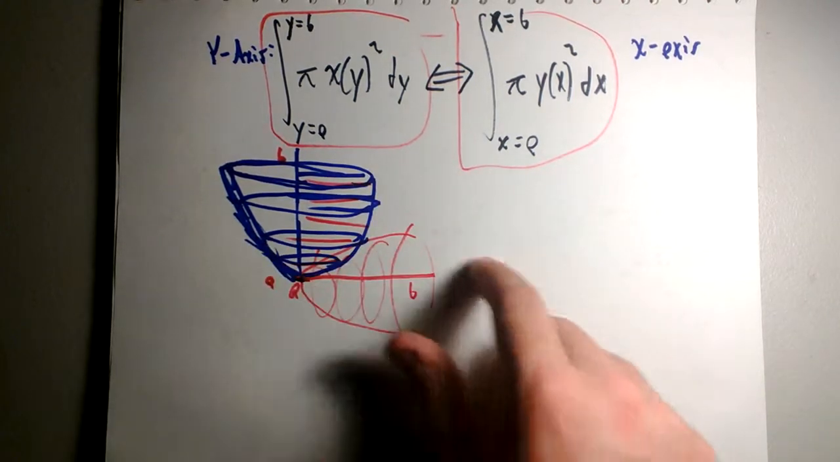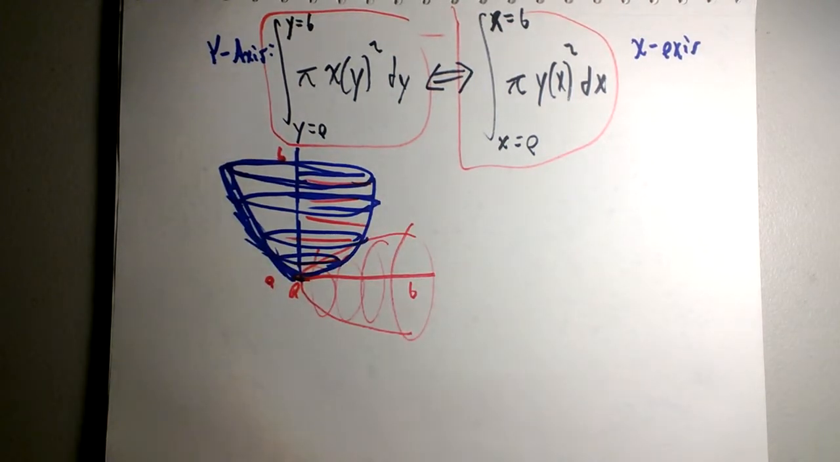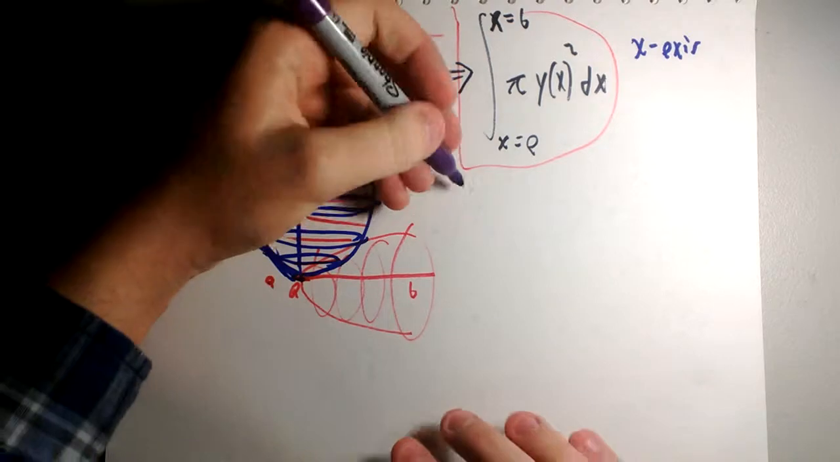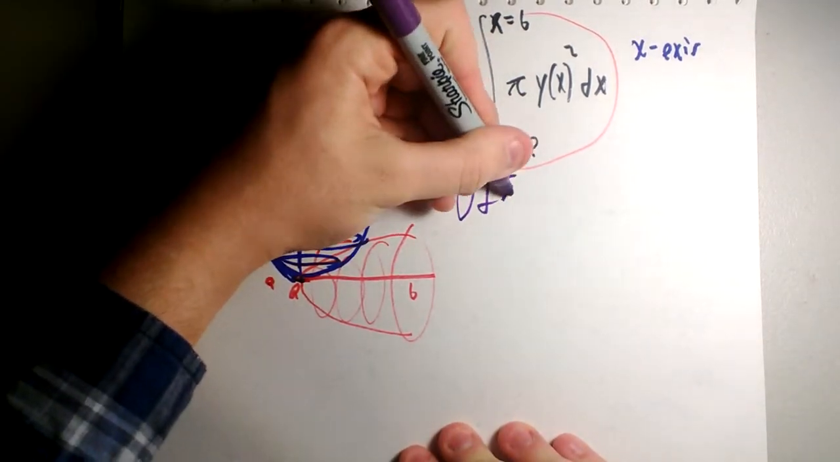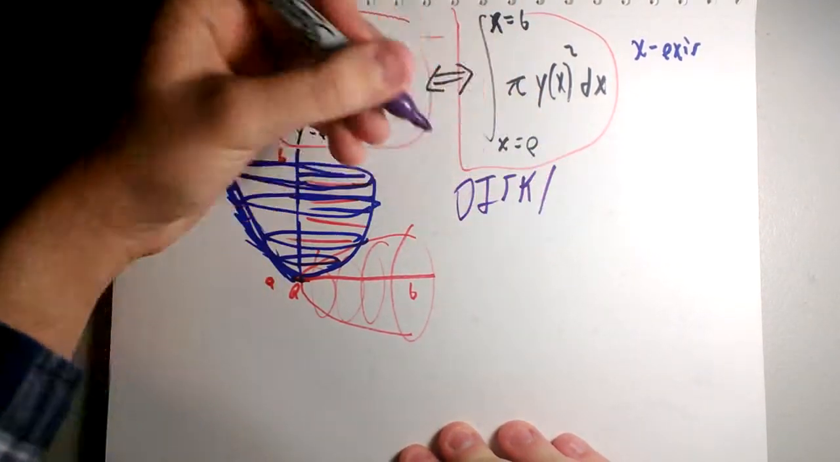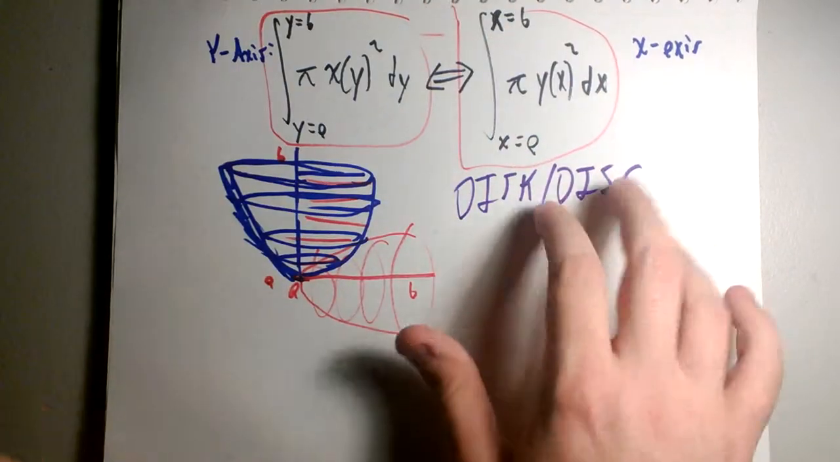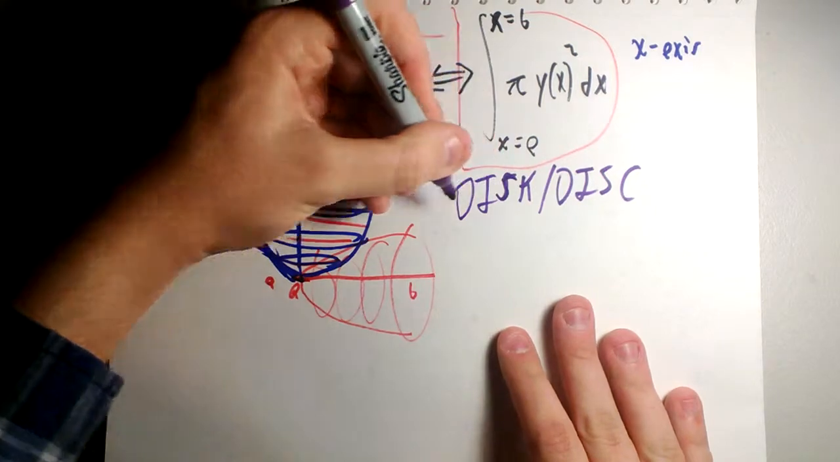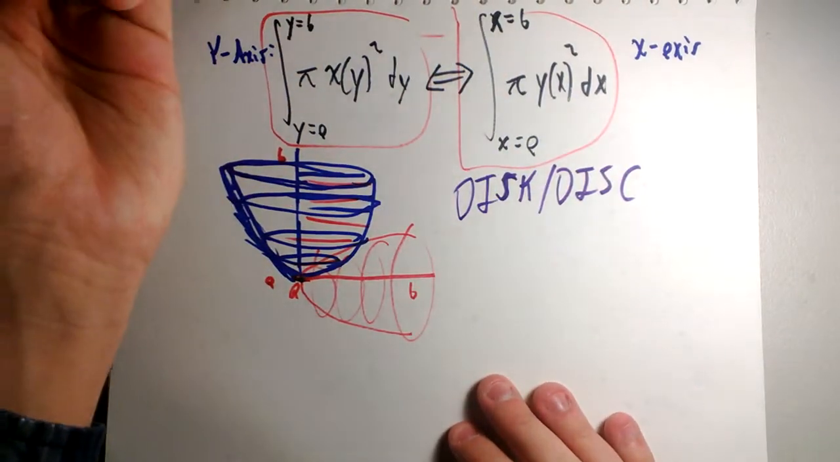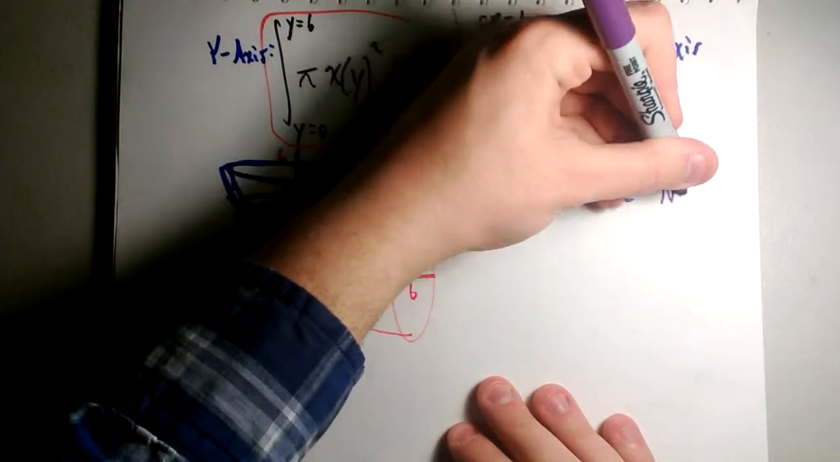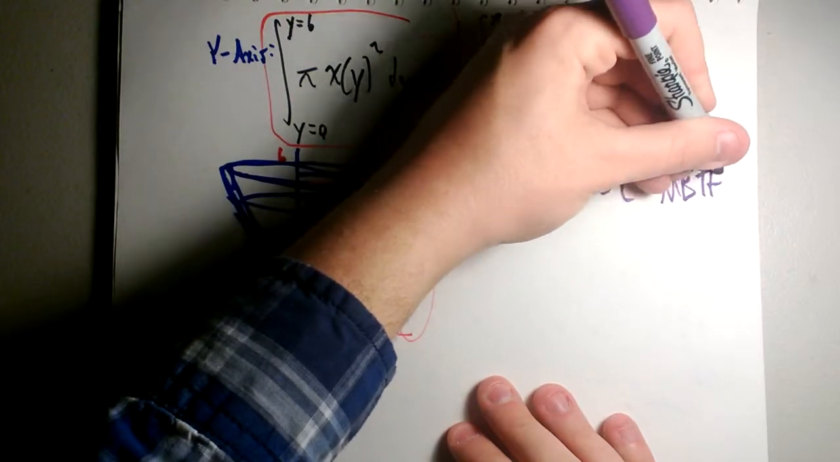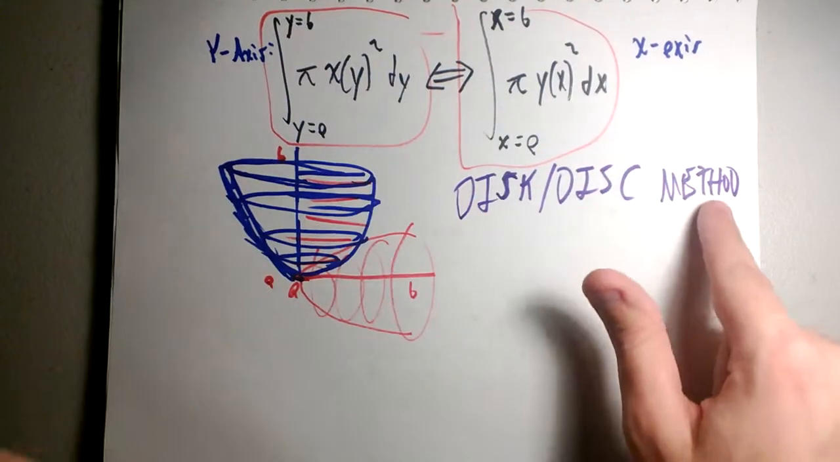Alright, so that's the idea here. And this is all part of what we call the disk method. Or depending on where you are, we also spell disk like this. It's both ways. Don't criticize me for this. Disk method.